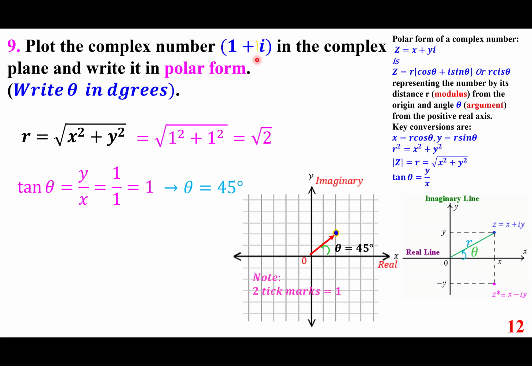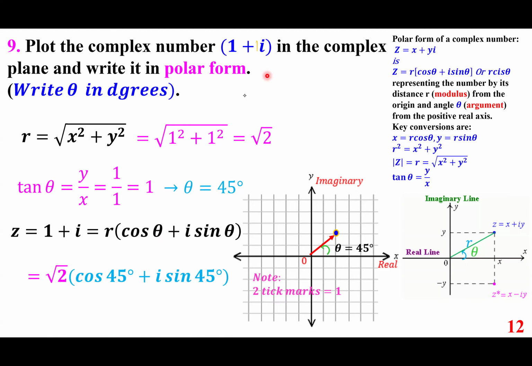So z, which is 1 plus i, is going to be r cis theta in shorthand notation, or r times cosine theta plus i sine theta. r is the square root of 2, theta is 45 degrees. So 1 plus i is the same as the square root of 2 times cosine of 45 degrees plus i sine of 45 degrees. So that's pretty straightforward. I hope everybody's okay with that. So we are going to move on, everybody.